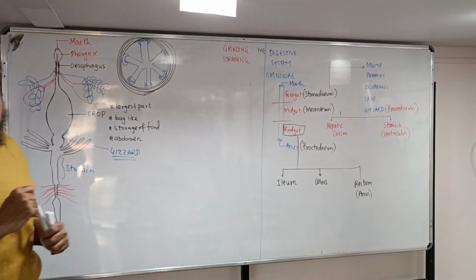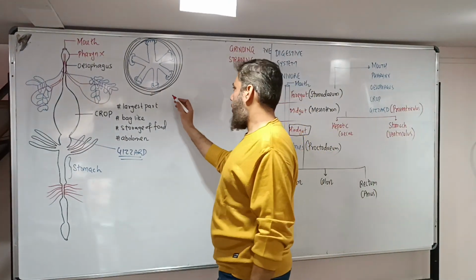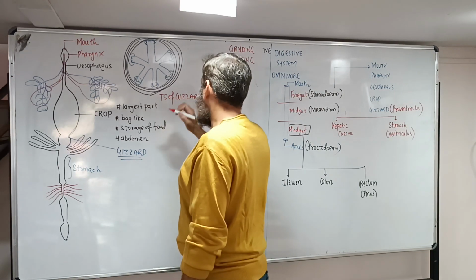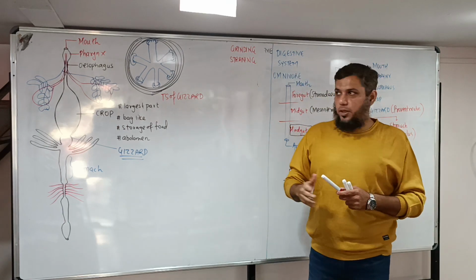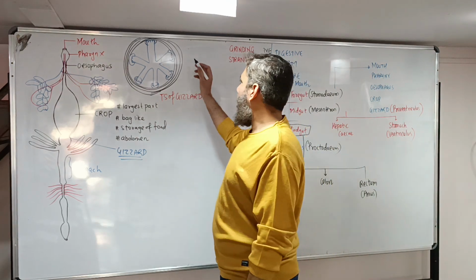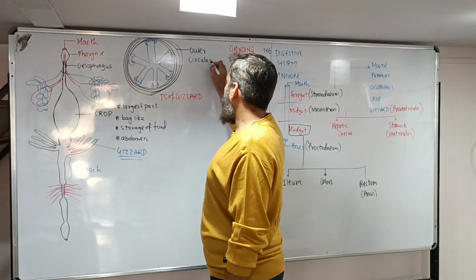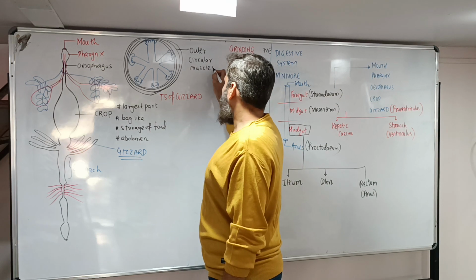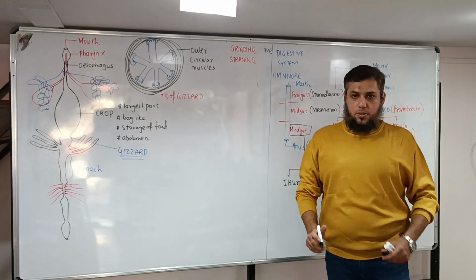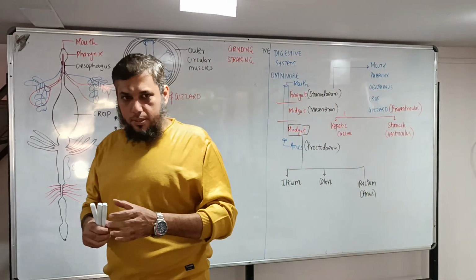Kaun? Gizzard. Okay? Now when you cut the gizzard, so here there's a transverse section of whom? Gizzard. So when you take a TS of the gizzard, transverse section of the gizzard, we see the presence of outer circular muscles. What do you see the presence of? Outer circular muscles. Okay?